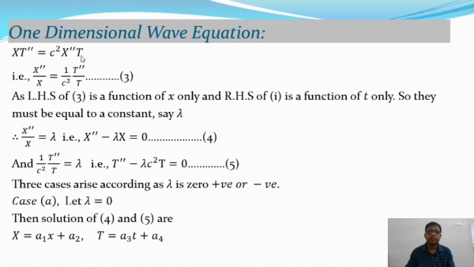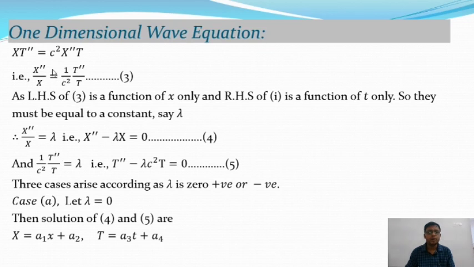Now separating this equation, X double dash by X is equal to 1 by c square into T double dash by T, and we write it as equation number 3. As the left hand side of equation 3 is a function of x only, and the right hand side is a function of t only, they must be equal to a constant, say lambda, as I have already learned in the method of separation. Where the left side is a function of x and the right side is a function of t, we can write it as a constant, say lambda.